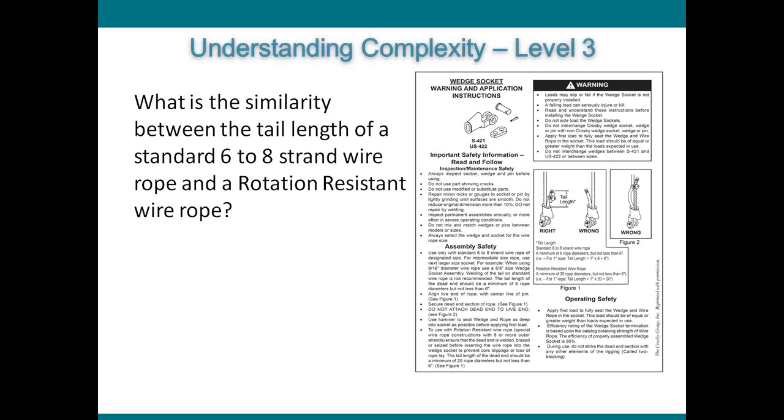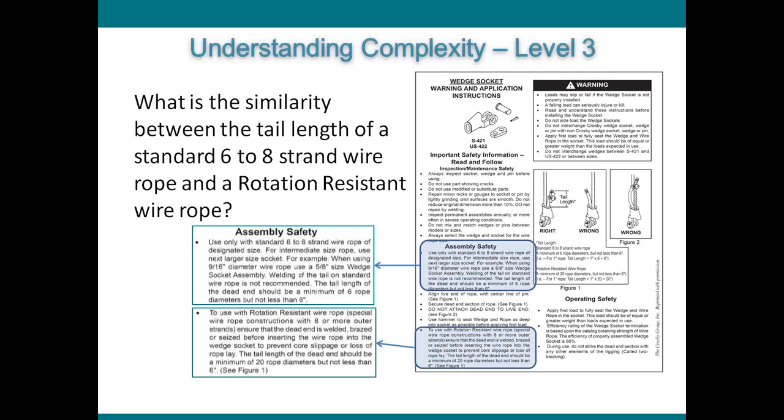So I'm going to scan the document using the keywords. I locate the areas within the document. And then I see the 6 to 8 strand wire rope. I see the tail length. And then I read that information there. And then I go down to the rotational resistant wire rope. Again, I find that tail length.